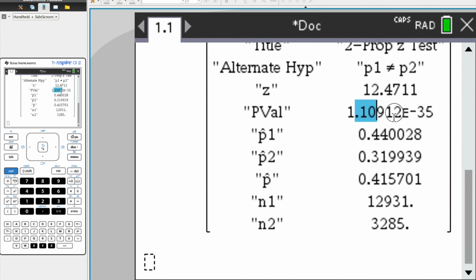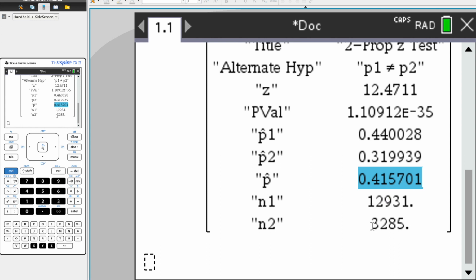The p-value is 1.10912 times 10 to the negative 35th, which is incredibly small. We have our sample proportions, our pooled proportion, which is pretty nice to have there, and then our N1 and N2.